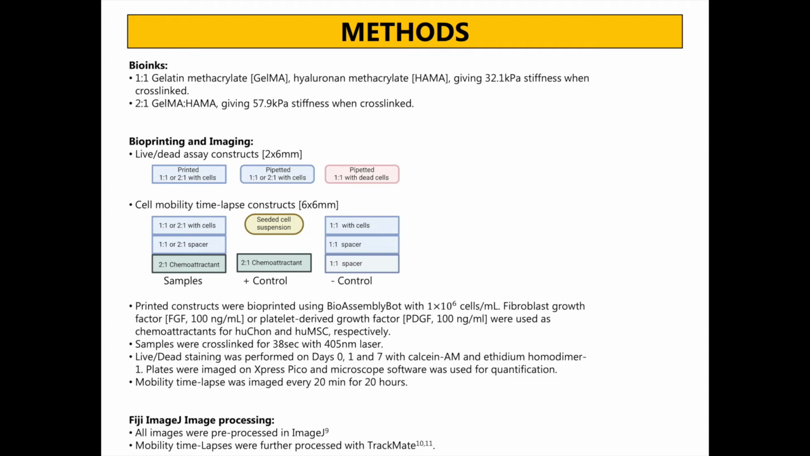All samples were cross-linked for 38 seconds with a 405 nanometer laser. The mobility time-lapse was imaged every 20 minutes for 20 hours. Further, all images that were produced were processed using Fiji ImageJ software, and mobility time-lapses were further processed with TrackMate.